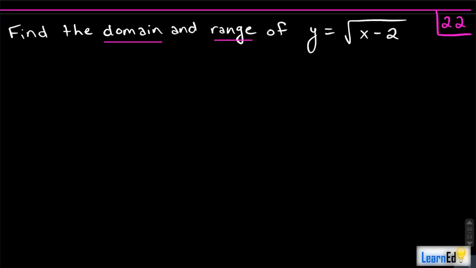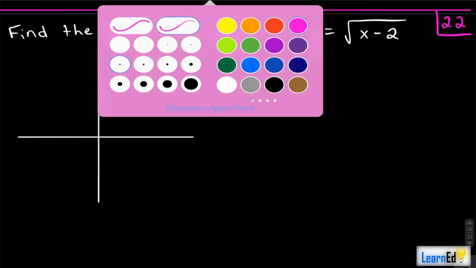Okay? The range is for what y values. So it's the same thing as a domain. Now we're talking about y values. Okay, so first off, we're not going to understand what the domain and range are if we don't understand what the square root of x minus 2 actually looks like, right? We're never going to find the domain and range that way.